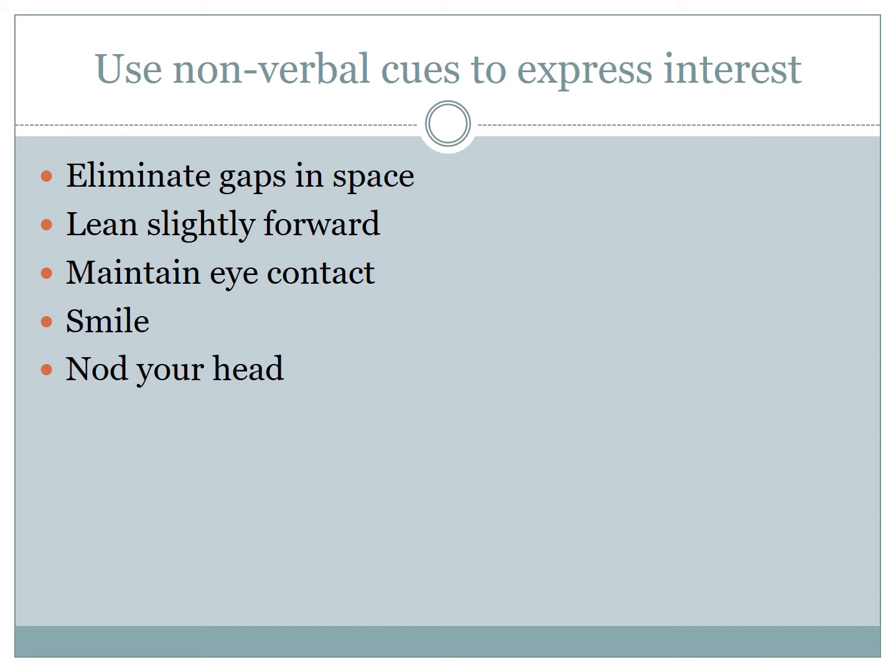Using nonverbal cues to express interest. These are ways that you can communicate to the speaker that you're actually attentively listening to them. And you can do this by sitting near him or her as opposed to having a big desk between you. So eliminate some of those gaps in space. Leaning slightly forward, maintaining good eye contact, smiling, nodding your head. All of these things will send messages without you saying anything that you are paying attention. And we will be talking about body language and nonverbal cues in more detail in this lecture.